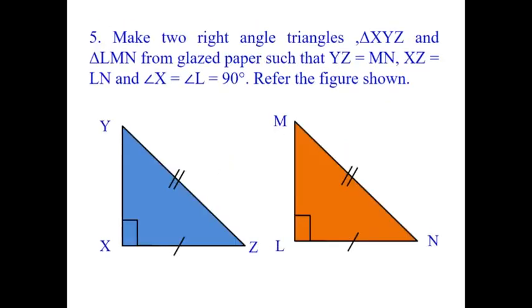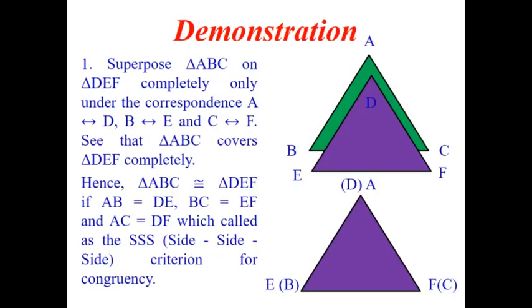Next, make two right triangles, triangle XYZ and triangle LMN, from glazed paper such that YZ is equal to MN, XZ is equal to LN and angle X is equal to angle L is 90 degrees. Refer the figure shown here. Then demonstration.